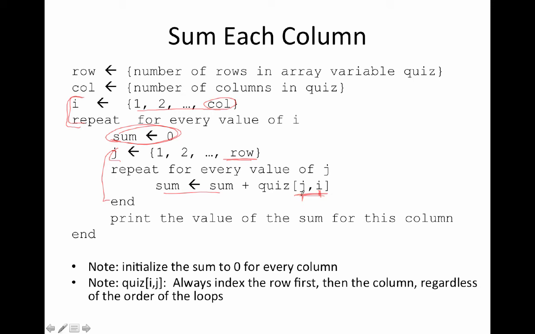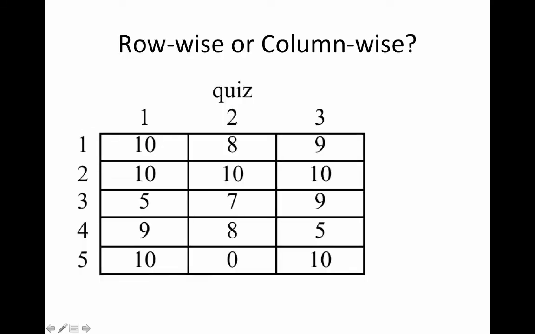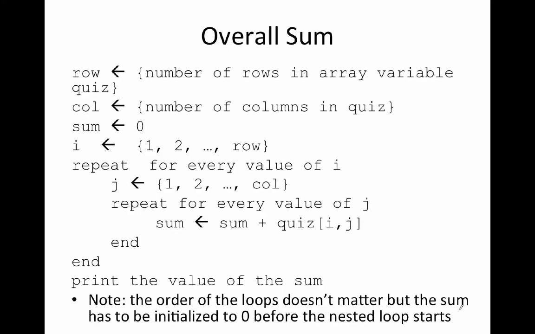So we're always giving the index for the row first and the column second, regardless of the order of the actual loops. So again, we're initializing the sum to 0 for every column, and we're always indexing the row first and then the column. So again, row first or column first, it depends on what you want to accomplish.